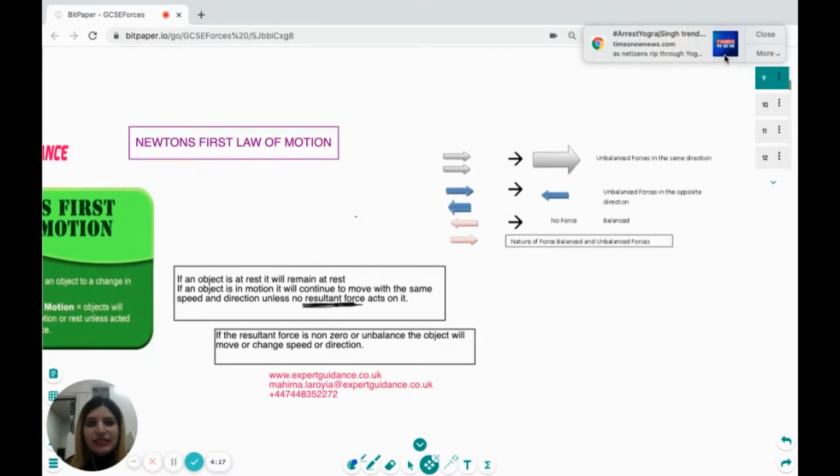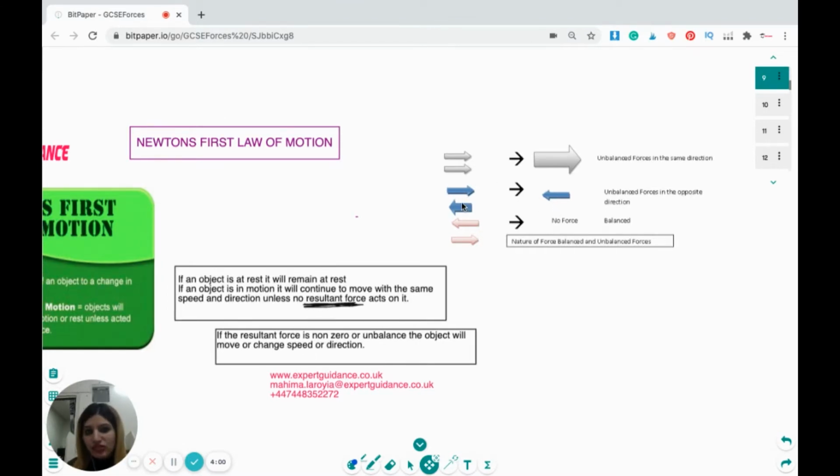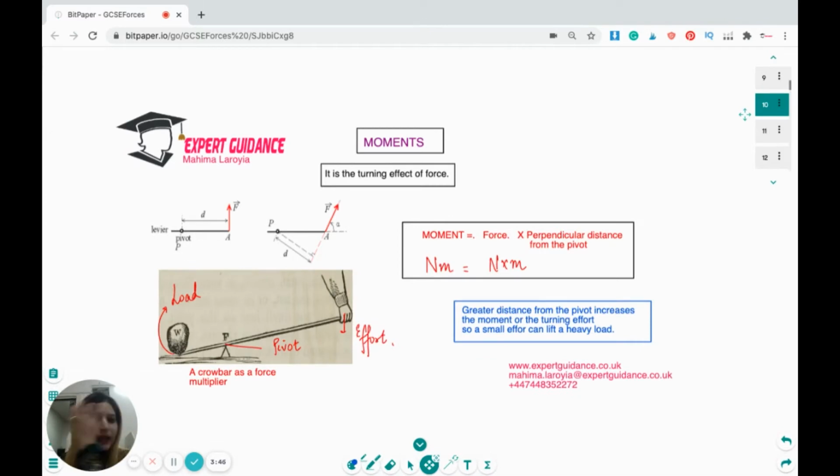So let us see in this case. I have one force to the right and two forces to the left. This is unbalanced forces in the same direction. In the second one, I have forces acting in opposite directions. So that is unbalanced force in the opposite direction. And in the third case, both forces are equal and opposite. So that is a balanced force, and the object experiences no net force. Okay, now I hope Newton's first law, which is the concept of balanced forces, and Newton's third law, which is action-reaction pairs, are clear to you.